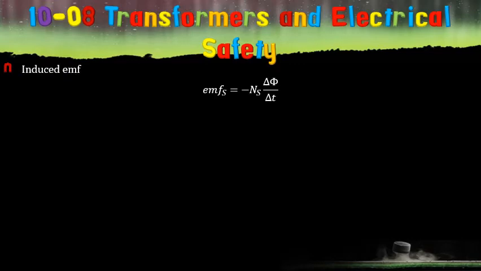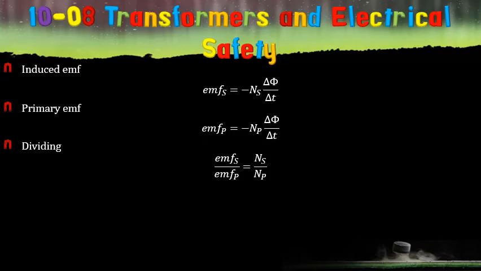So our induced EMF is negative number of loops and change in flux over change in time. The primary EMF is that, so it's secondary and primary. If we divide them, we get our volts equal, the ratio of the volts equals the ratio of the number of loops. And so that's our transformer equation.